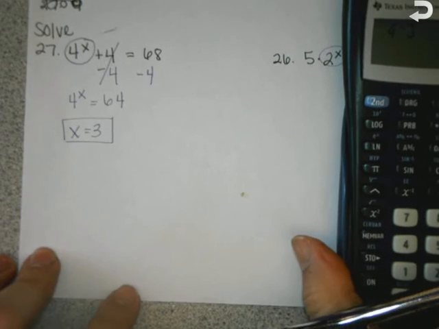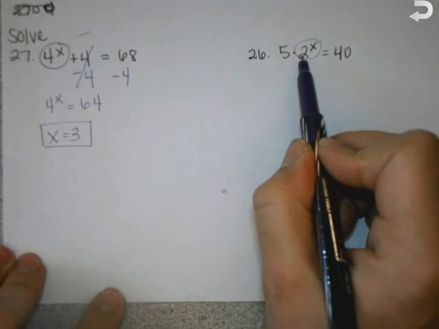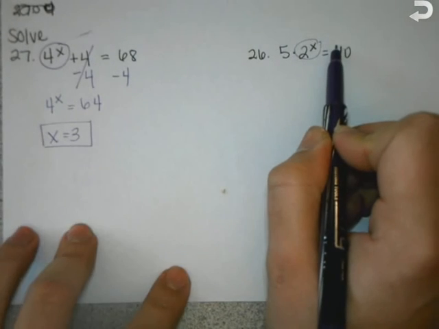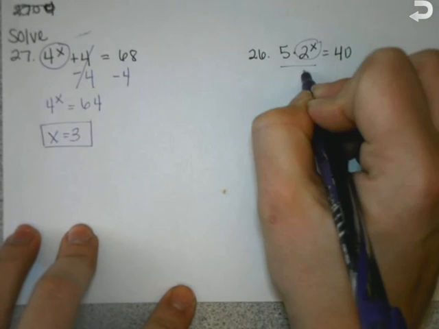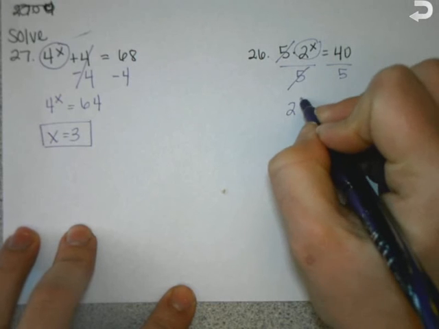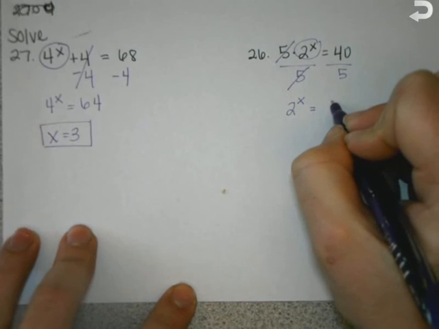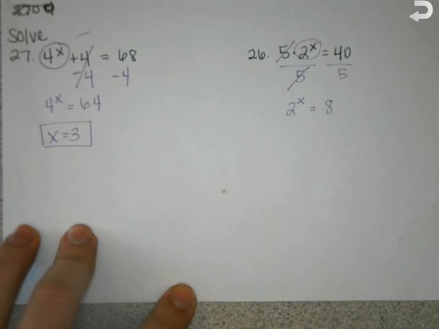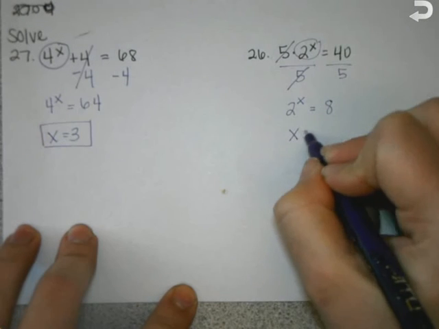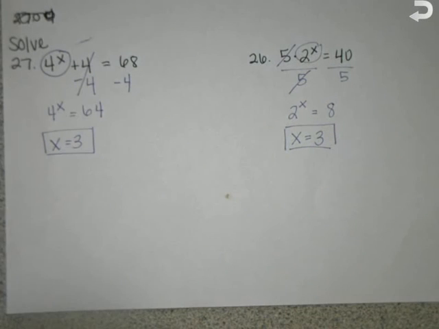So let's try 26. This is 5 times 2 to the x. So how would I get 2 to the x by itself? Divide by 5. So 2 to the x equals, what is 40 divided by 5? 8. Okay, 2 to the power of what gives me 8? 3. So x equals 3. That's all we're doing at this point. Okay? Okay, that's 5.